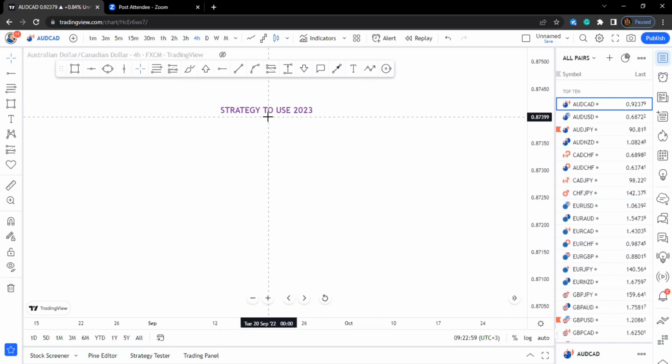Ni YouTuber, blogger, lakini pia online financial market trader. So leo nitaenda kushare na wewe strategy ambayo unatakiwa kutumia 2023 kwenye forex market ili kufanikiwa kugrow your account. Hata kama una account ndogo, itakusaidia kugrow kutoka kwenye account ndogo kwenda kwenye account kubwa.